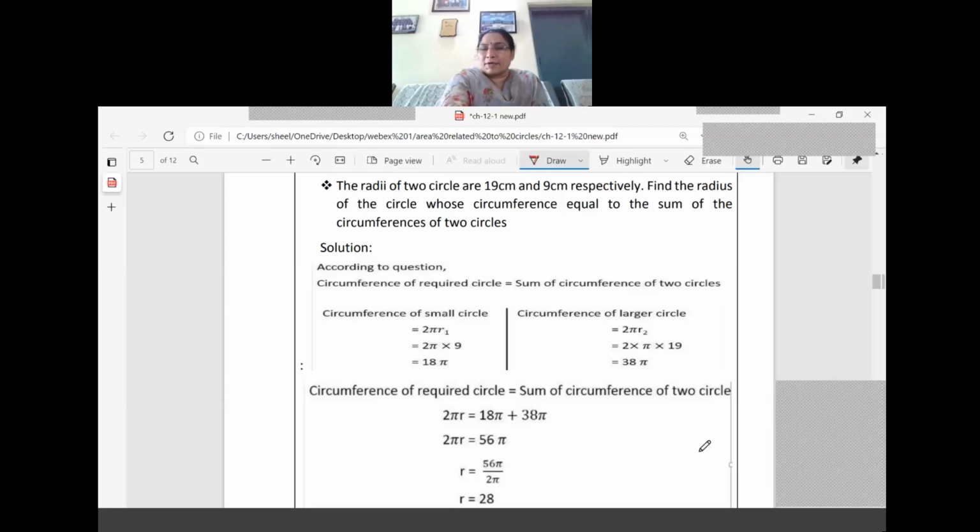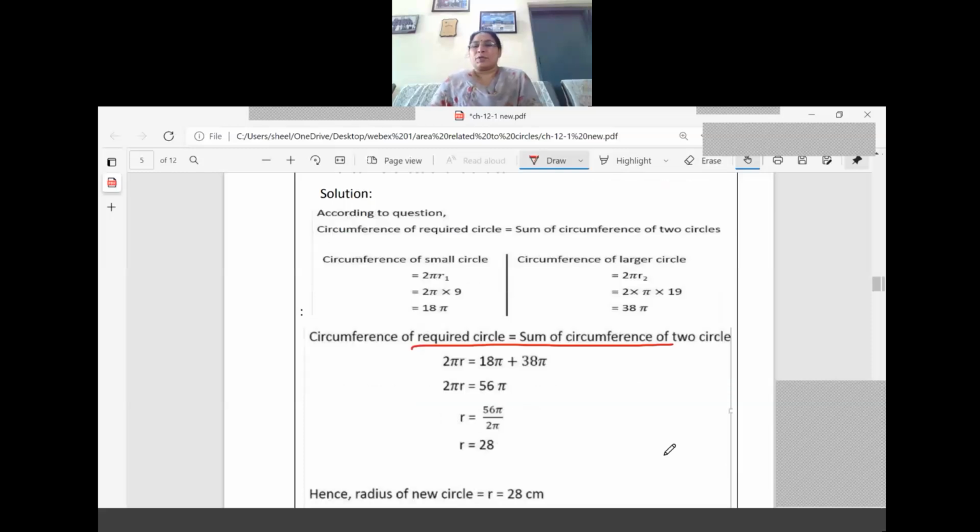Now the condition I have written here. What is the condition? Circumference of the required circle equals the sum of the circumferences of the two circles. So we take 2 pi r equal to 18 pi plus 38 pi. As usual, pi is common. You can cancel pi and solve for r. What is the r value there? 2r equal to 56, so r equal to 28. Now the radius of the new circle equals 28 centimeter.